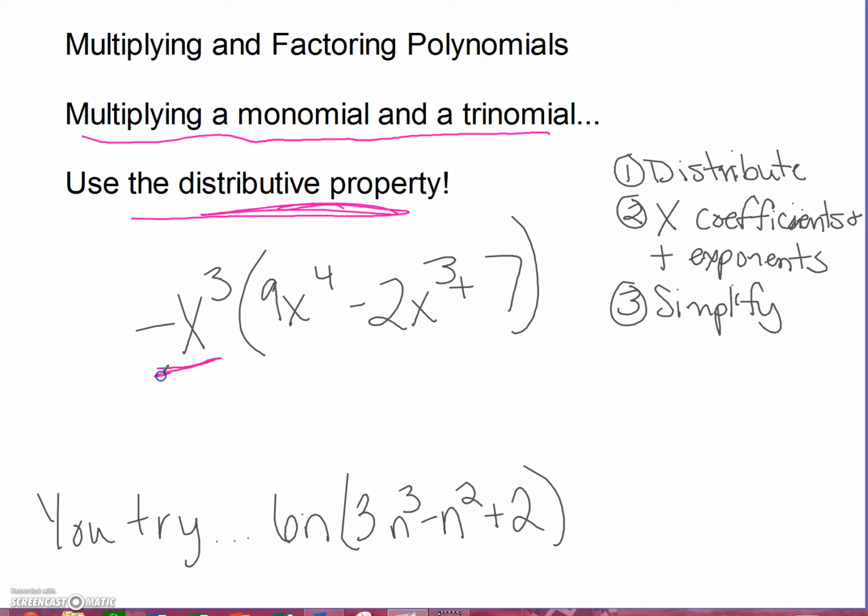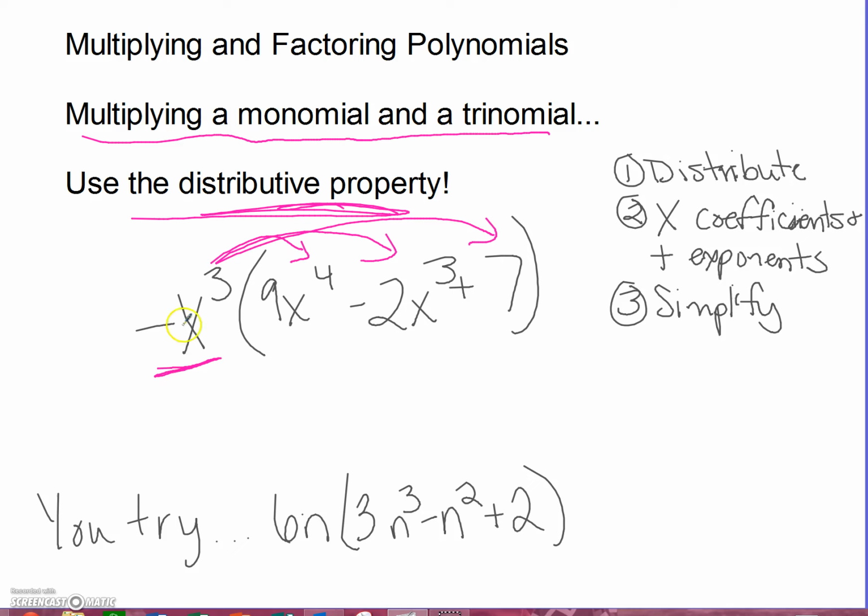What is on the outside, you're going to distribute to each factor, or each term. So how do I do that? I've already written you some steps. You're going to distribute. Number 2, we're going to multiply the coefficients, and then we're going to add the exponents. Let's just do the first one together.